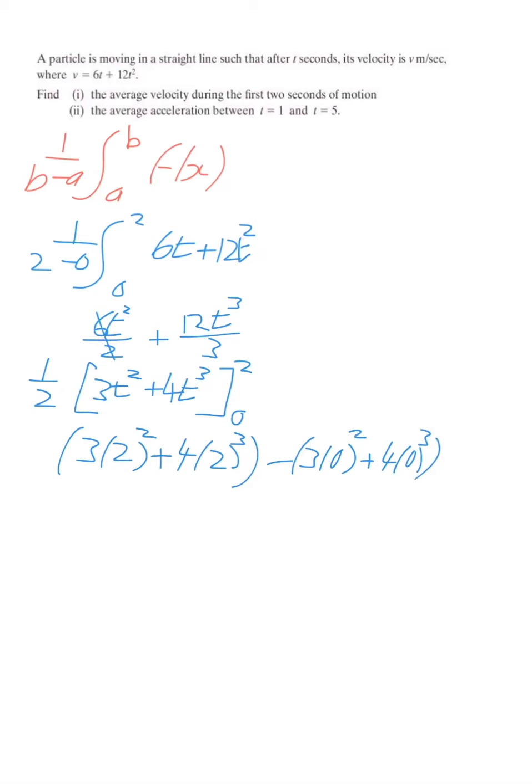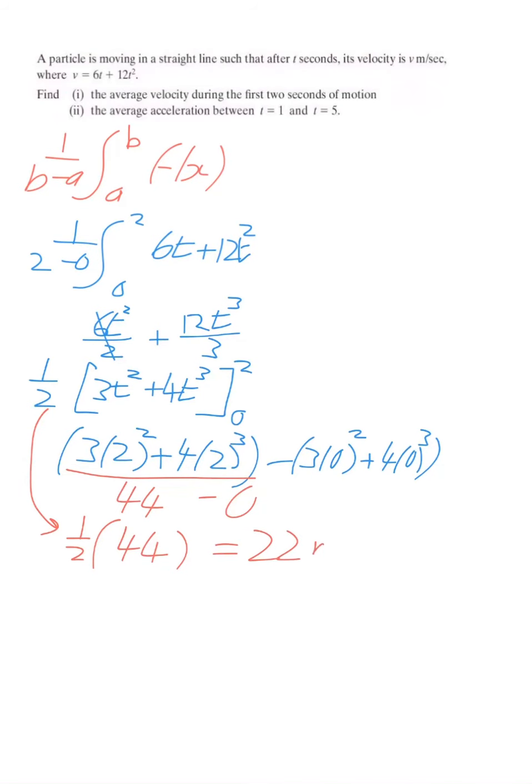Okay, so putting this into my calculator, so 3 times 2 squared plus 4 times 2 cubed. That gets me 44. And then I'm just going to have 0 then. So I'm left with 44. Don't forget then about the half. So I have a half times 44. So the average velocity during the first 2 seconds will be 22 meters per second.